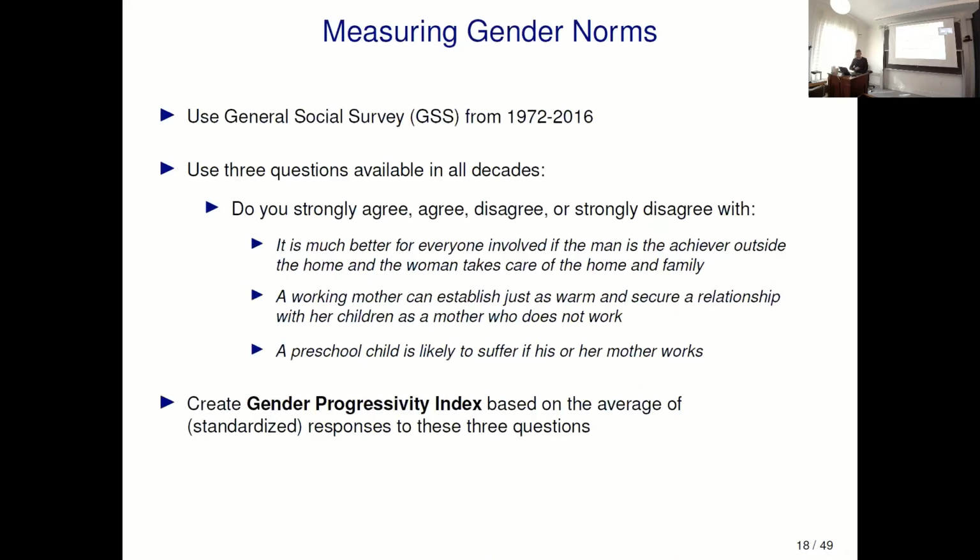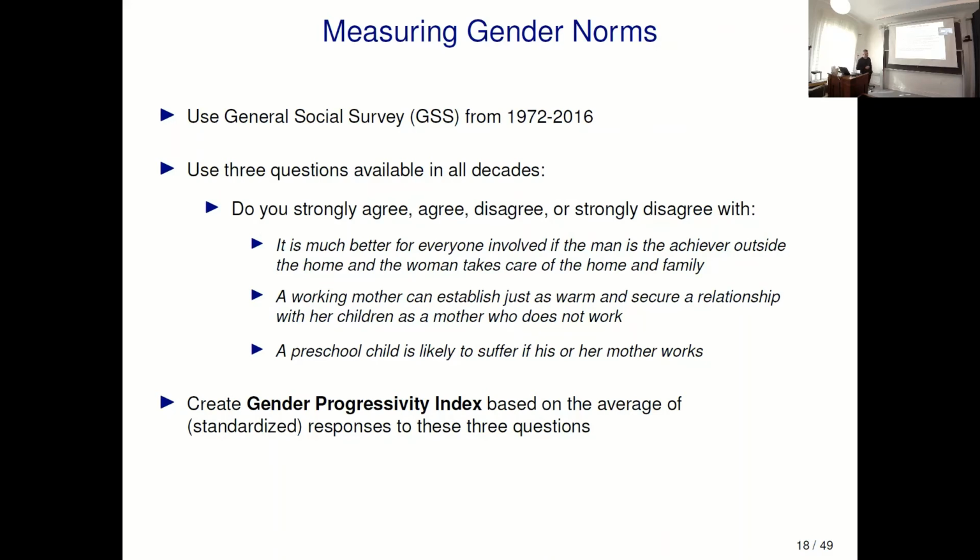So I'm going to use some of these questions that we've been talking about. Specifically for the US, I'm going to use the General Social Survey, which is available from 1972 to 2016. To really exploit the time variation here, I'm going to focus on 3 questions in that data that are available in all of the different decades.